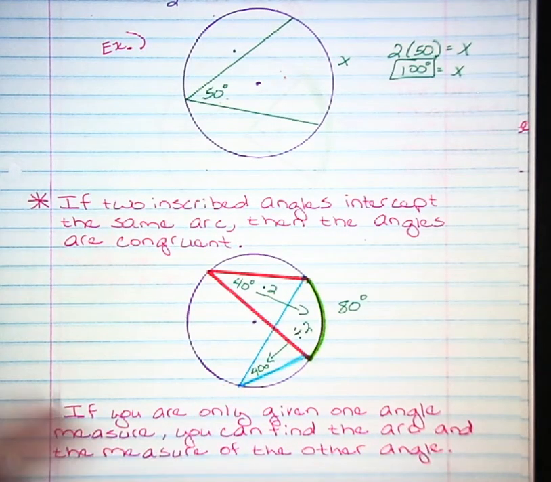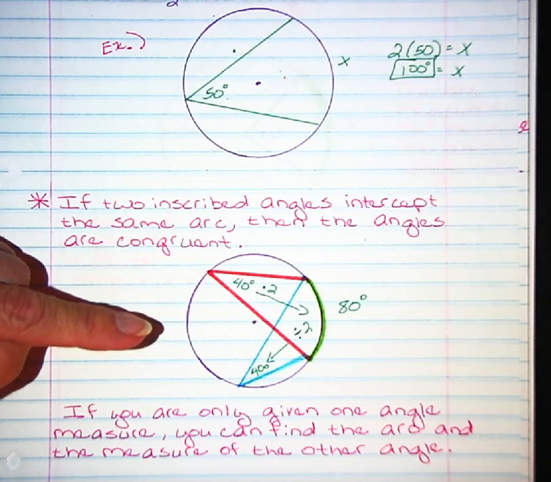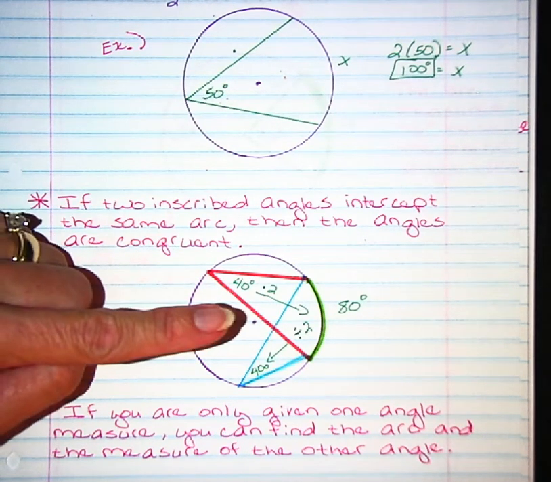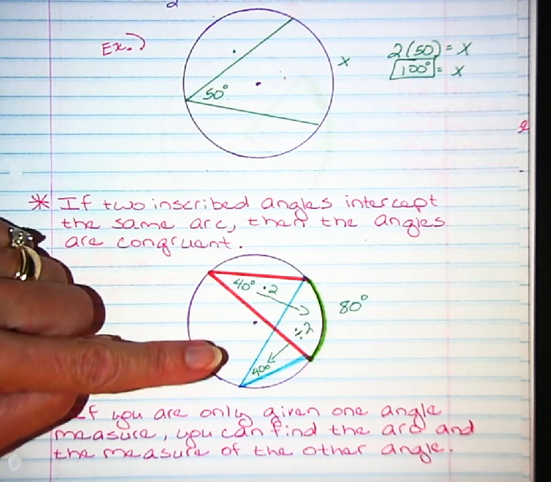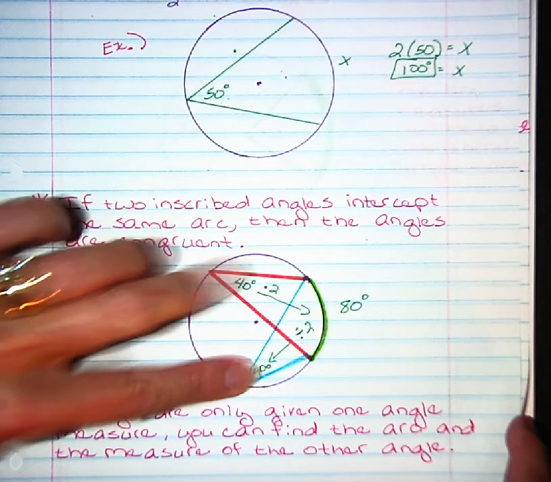So if you know one of the angles, you can always find the arc and the other angle by just multiplying it by 2 and then dividing the arc by 2. Okay, if you know one, you know the other because they have to be congruent.